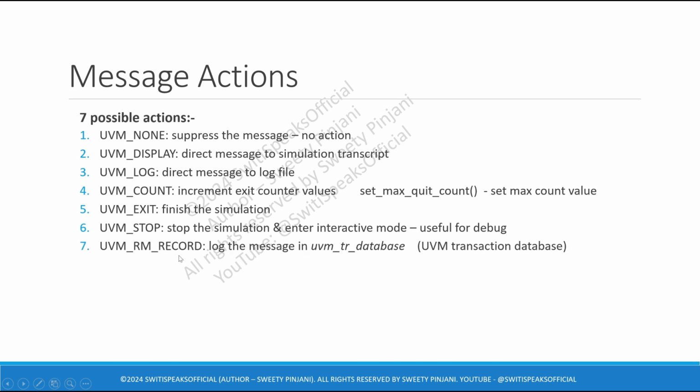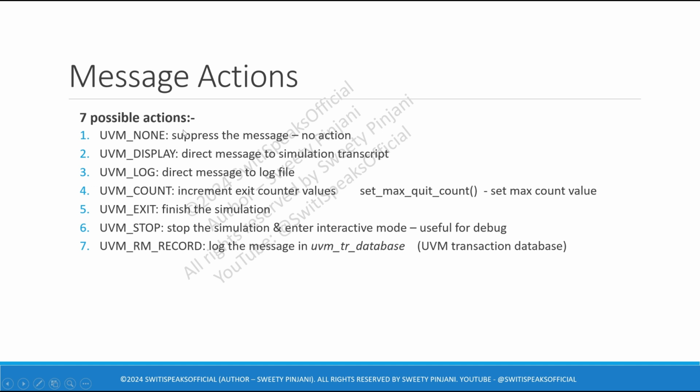Then we have UVM RM record. This RM record, as the name says, is recording the messages somewhere. Where does it record the message? In the UVM, we have the UVM TR database. TR database stands for transaction database. When you use UVM RM record action, all these messages will be stored in the UVM transaction database.